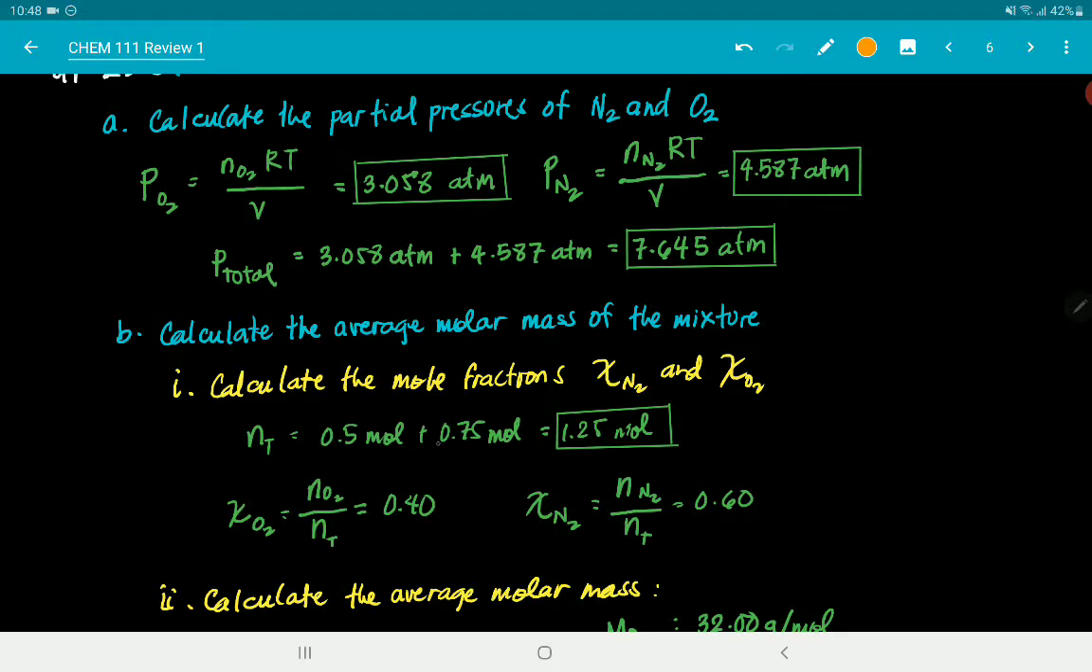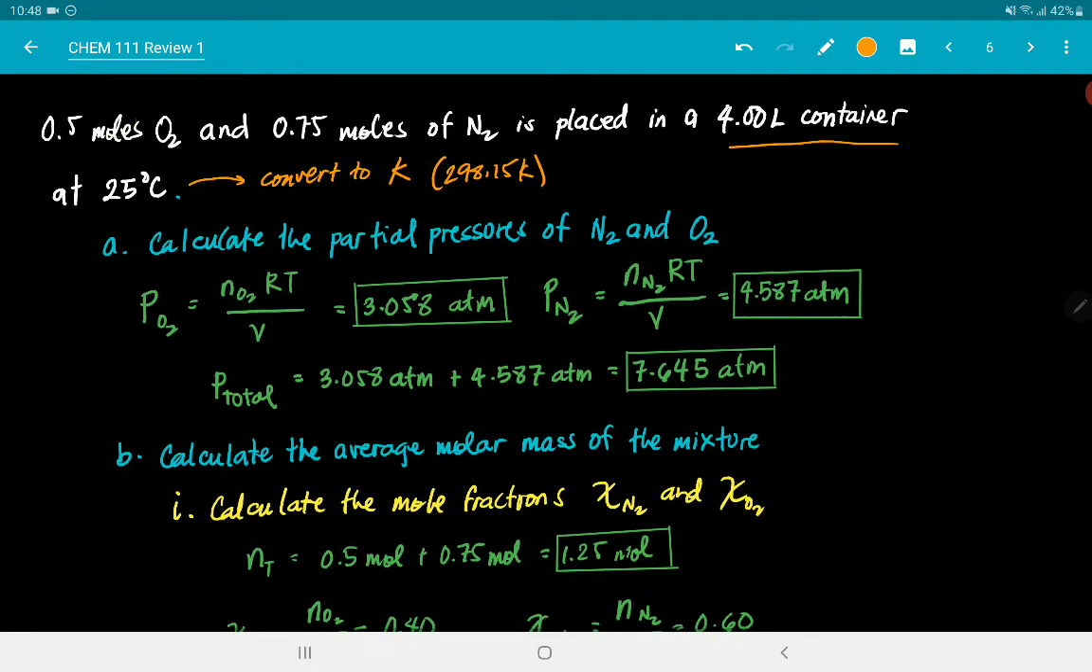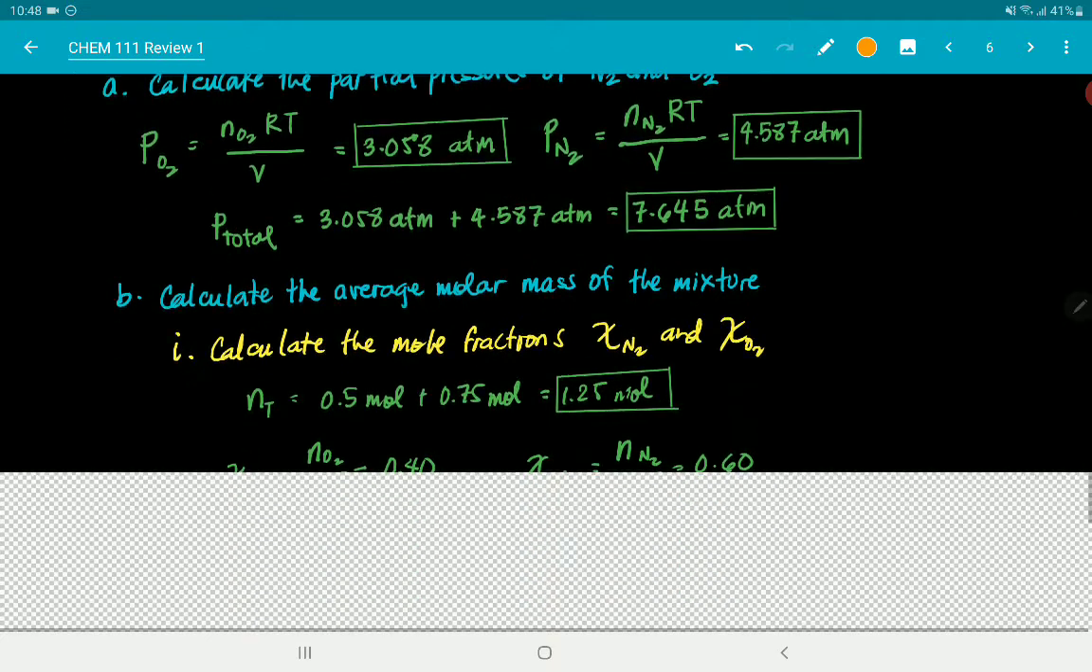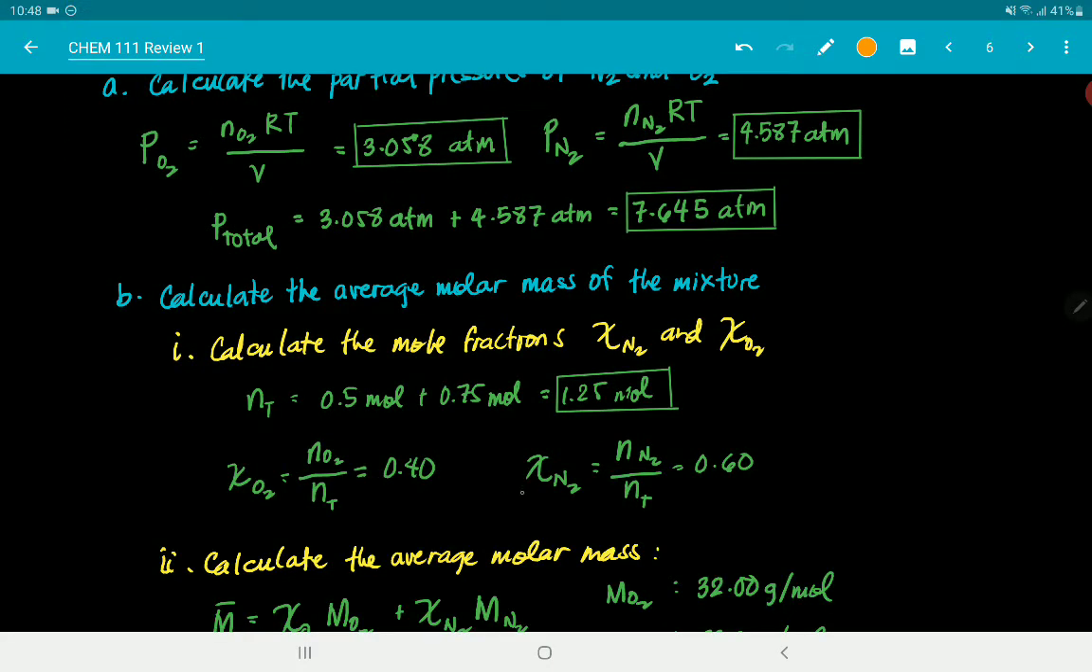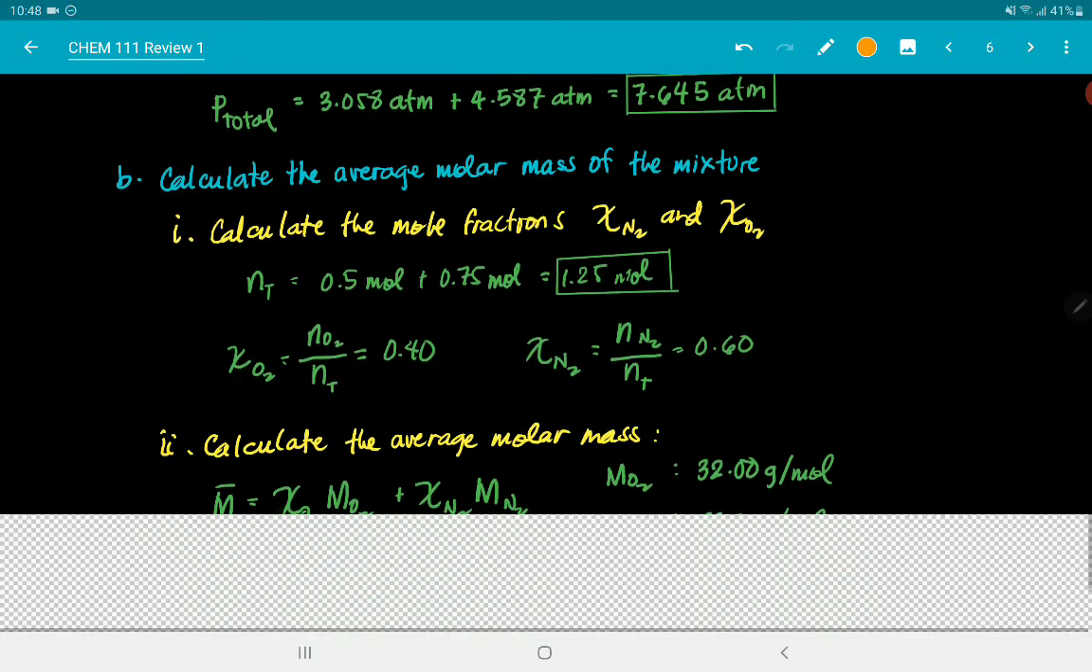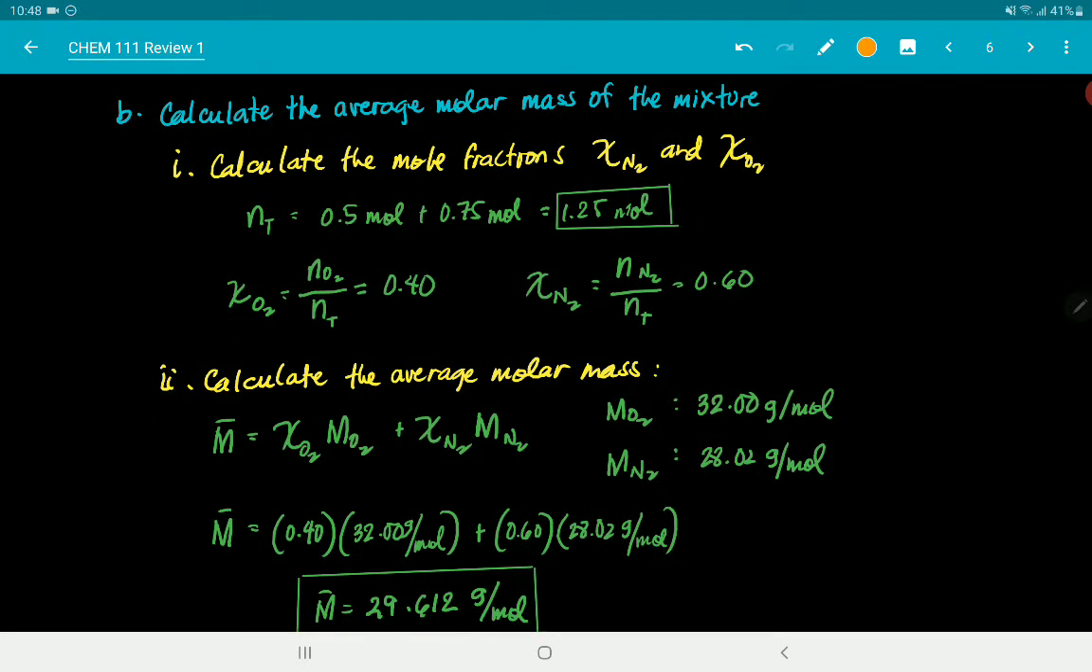0.5 moles plus 0.75 moles equals 1.25 moles. So yung 1.25 moles, that's the N total. 0.5 moles is the number of moles of O2. So that's 0.5 over 1.25. So you'll get 0.4. So check natin, 0.5 yung O2. So sa N2, you'll just have to divide 0.75 over 1.25. You'll get 0.60.